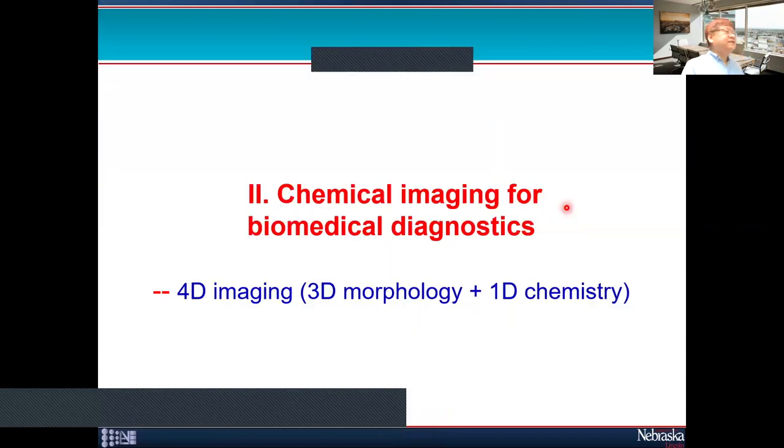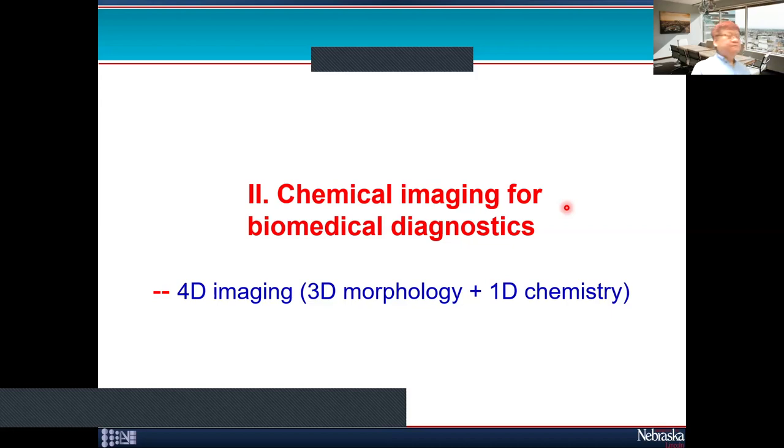Okay, so let's start some examples. I know that Dr. Manu's group is very famous in nano laser technology in biomedical applications. And so we have been focusing on the early screening of disease using laser-based approaches.